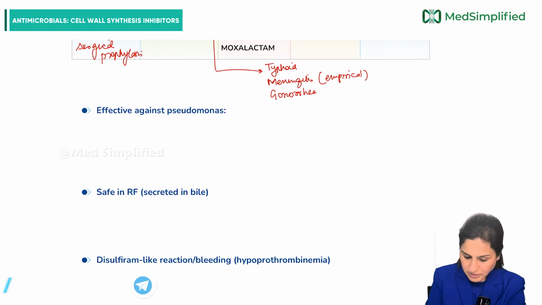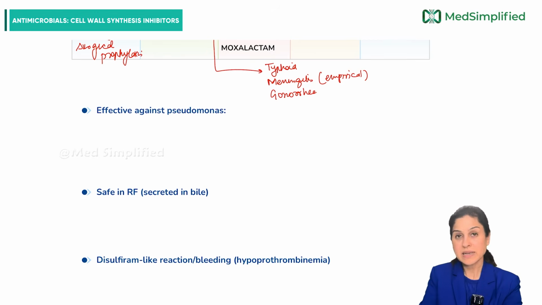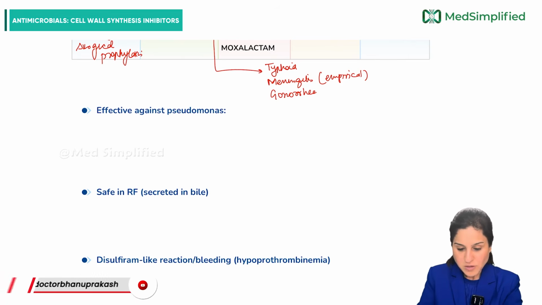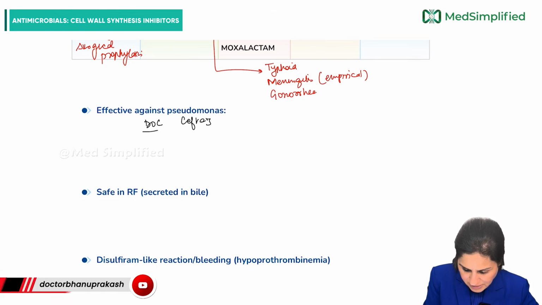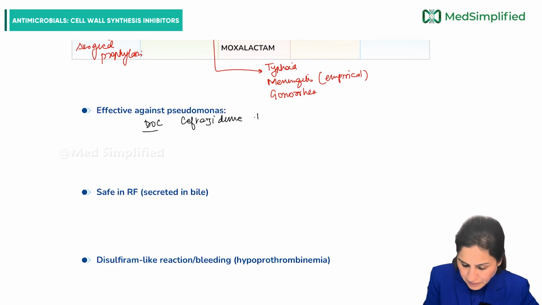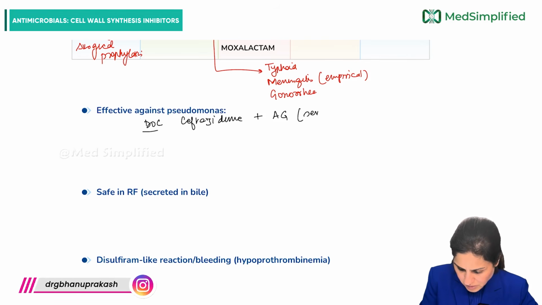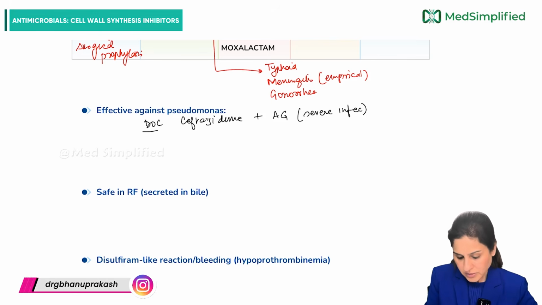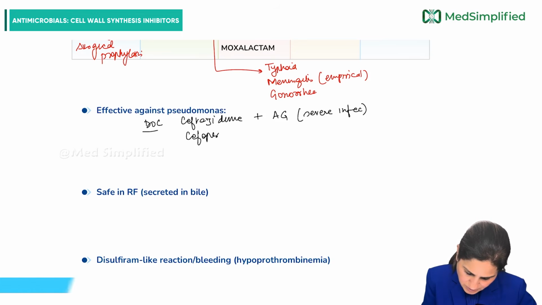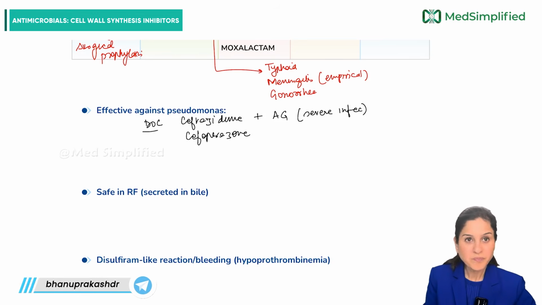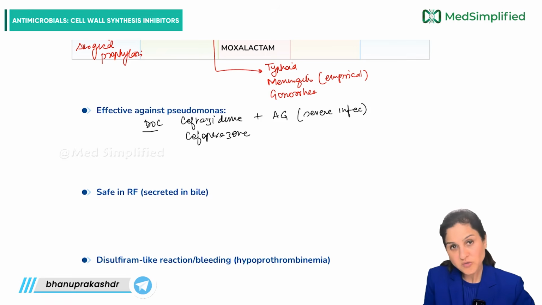Now let's do some other classical examples that are asked. Which cephalosporins are effective against pseudomonas? The drug of choice is ceftazidime, and we combine it with an aminoglycoside in case of severe infection. The other drugs which are effective against pseudomonas from the third generation are ceftazidime and cefoperazone.